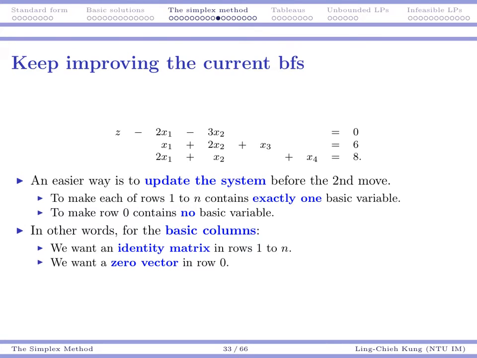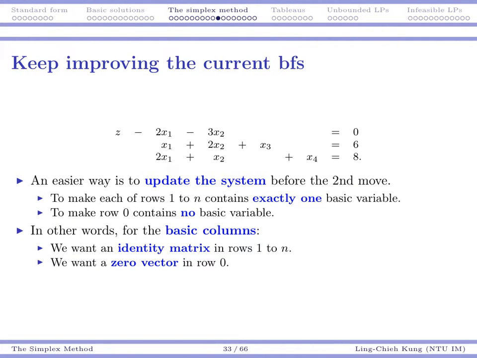Okay, so now we are all getting ready to know how to run the simplex method more easily. We know the concept. We know we need to do those variable switching. We need to switch to the next basic feasible solutions. But here, we want to do it in an easier way, which is to update the linear system every time after we do a switch.